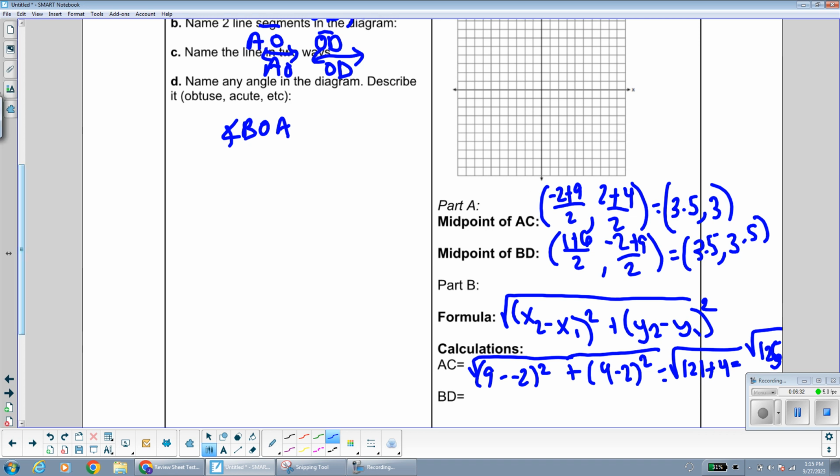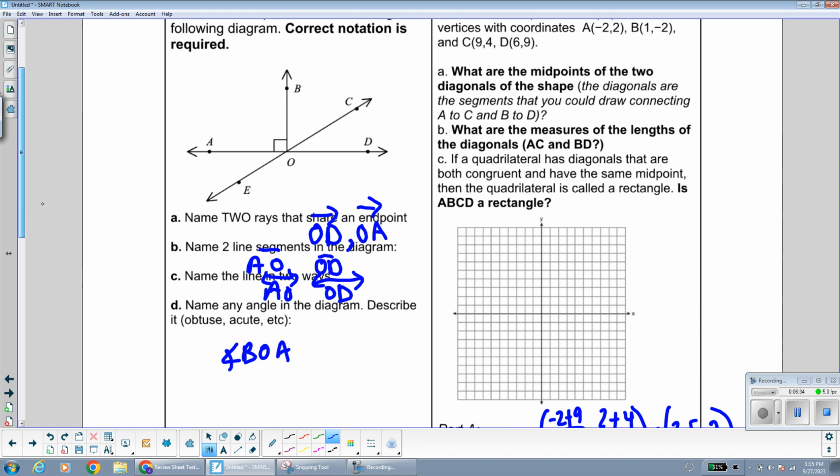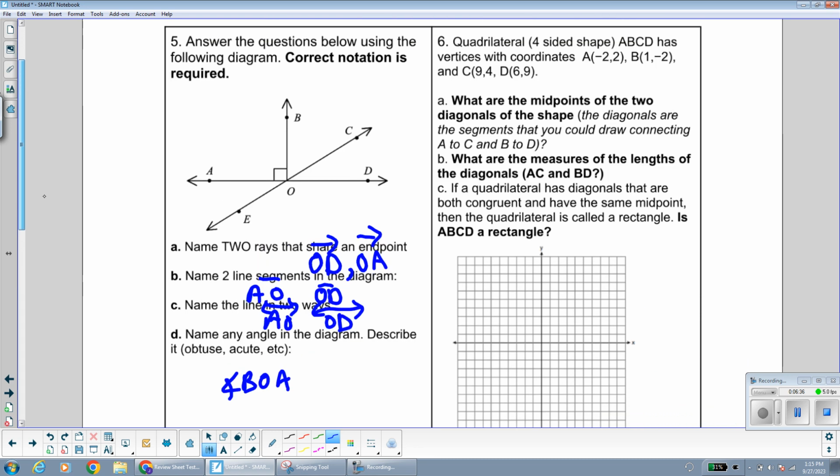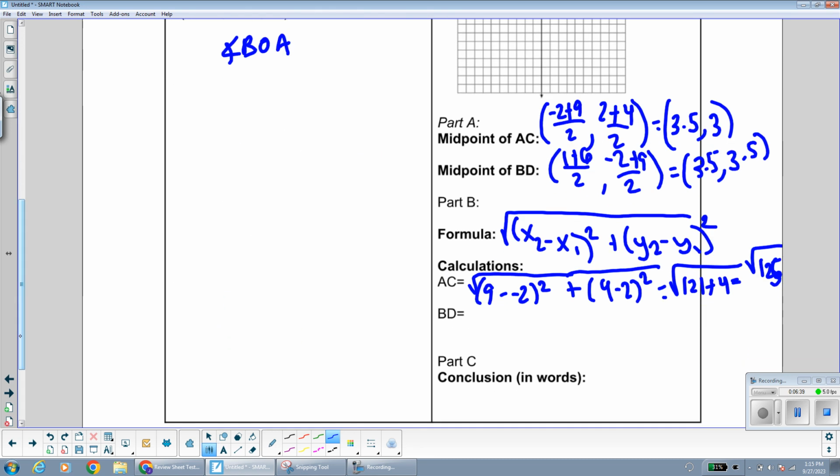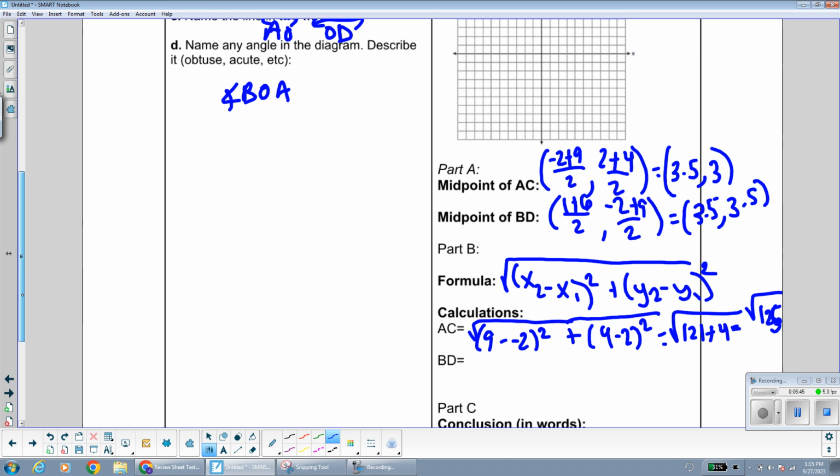Let me just double check that. That was 4 minus 2, AC, yes, 4 minus 2, 2 squared is 4. Okay, I'm always making mistakes in my calculations. So if you find an error, please let me know.